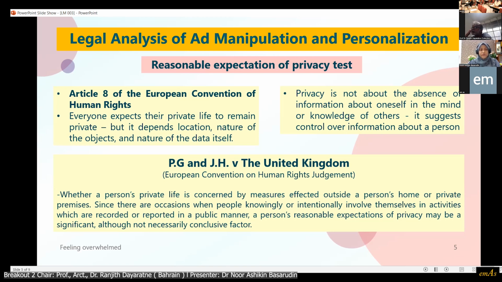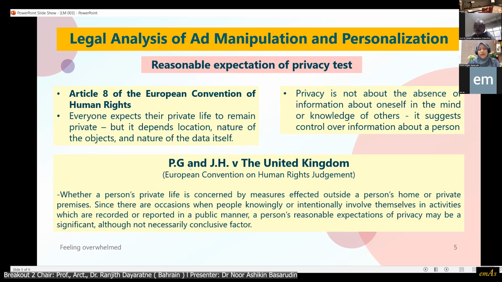So based on this provision, we can understand that the reasonable expectation of privacy is actually benchmarked under Article 8, where everyone can expect their private life to remain private. However, there are issues and debate about it.